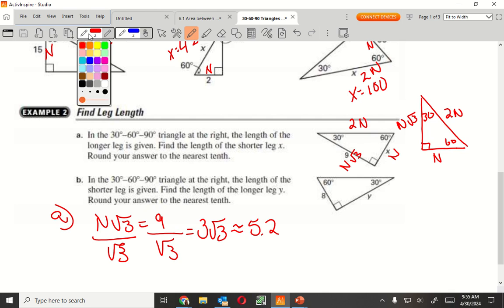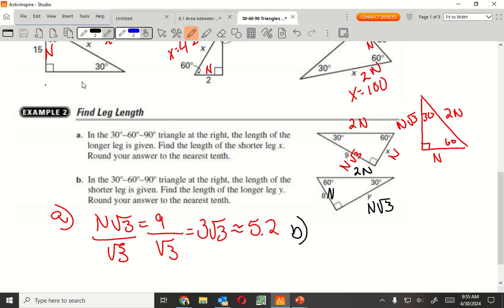Do the next one in a different color. So for part B, I'm going to do the same thing by going through and identifying which sides I have. This one right here is going to be n. This one over here is n times square root of 3. And this one over here is 2n. Now, this one says, triangle right, the length of the shorter leg is given. Find the length of the longer leg y. Round your answer to the nearest tenth.